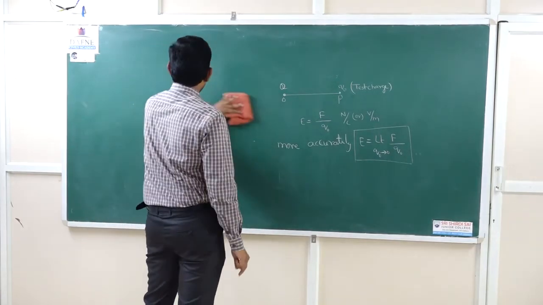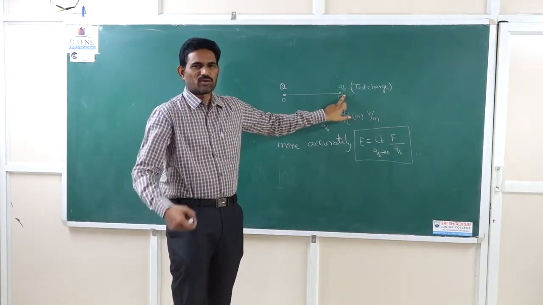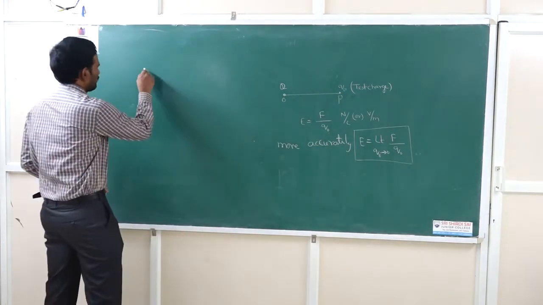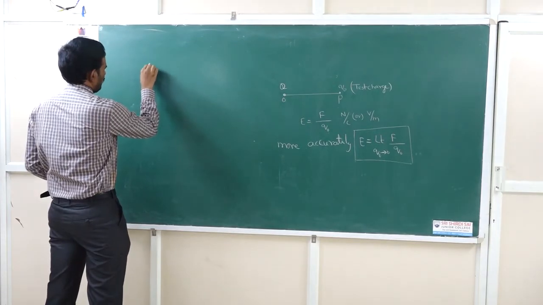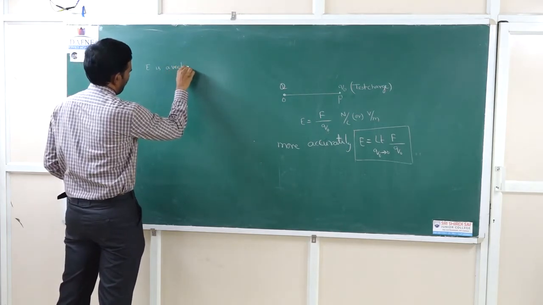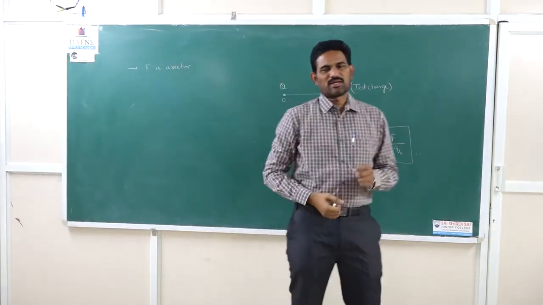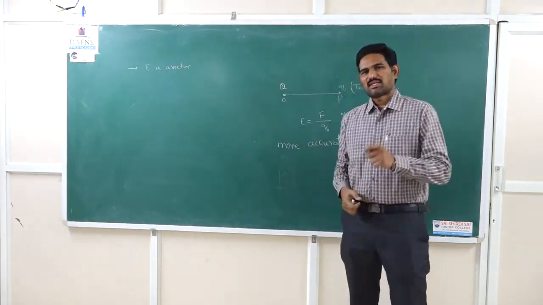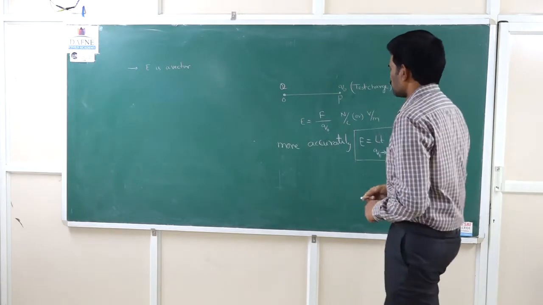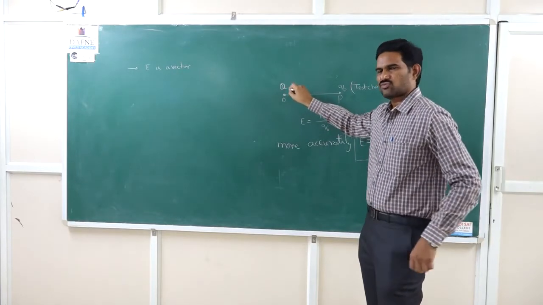direction is the direction in which a unit positive charge tends to move. That is more accurately how we can define it. The direction of electric field at any point. That means it is a vector quantity. I am representing it as E. E is a vector, and its direction at any point is the direction in which this unit positive charge tends to move. So let us consider that we are calculating the field due to a positive charge, the direction of field due to a positive charge at this point.